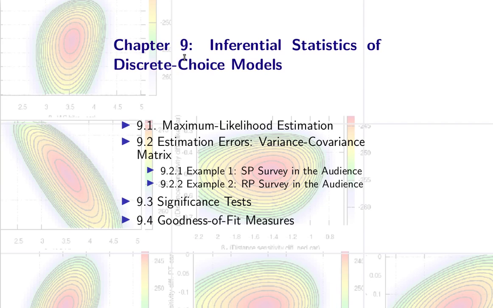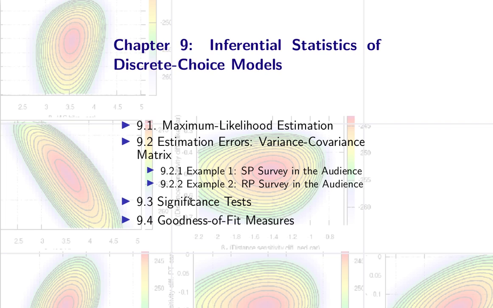So we will start with the best method to calibrate discrete choice models, which is the maximum likelihood estimation. We will also show that we could even use it for the regression models. Then we will, as in a regression case, calculate the variance-covariance matrix of estimation errors, because this is needed for doing inferential statistics.